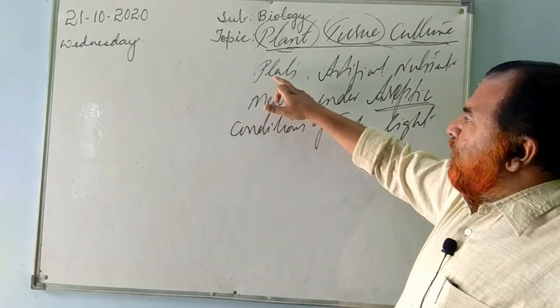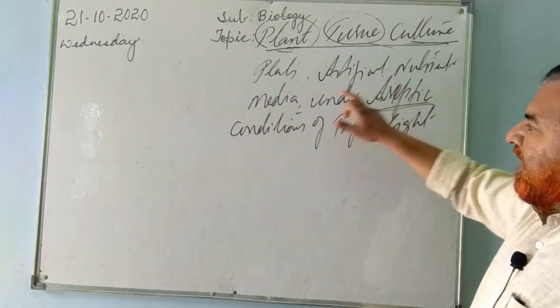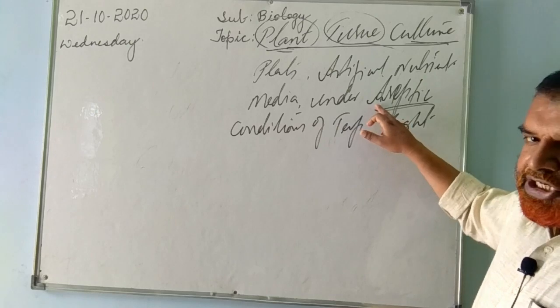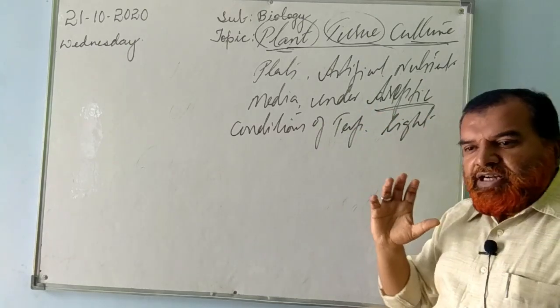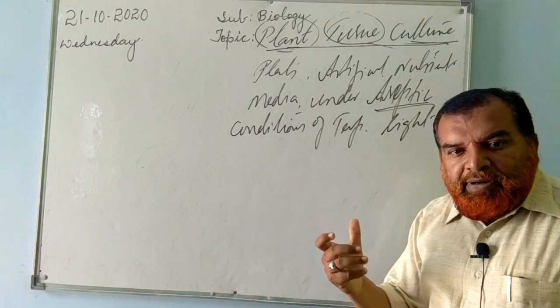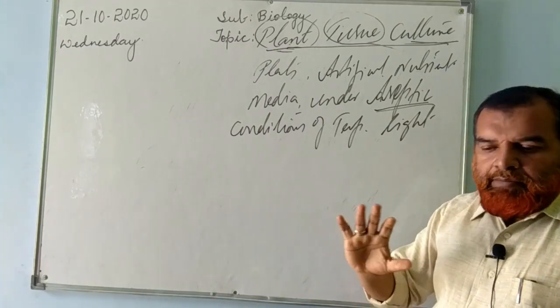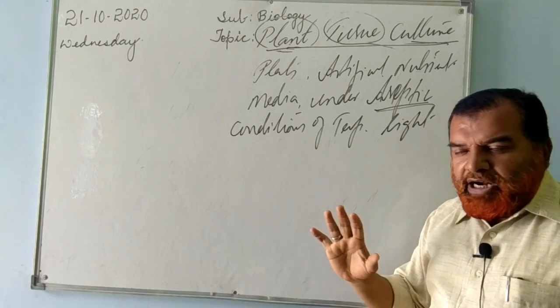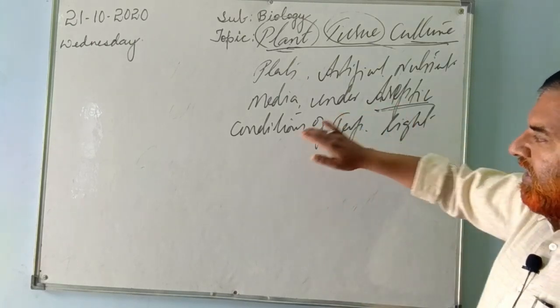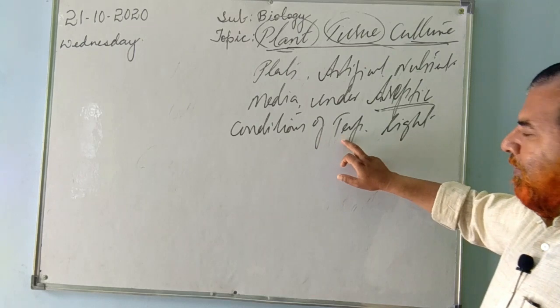The process of growing of plants in artificial nutrient media under what conditions? Aseptic conditions. What do you mean by that? The environment, the place should be free from microorganisms. There should be no bacteria, no fungal spores, or no viral particles. Such a condition, under controlled conditions of temperature.